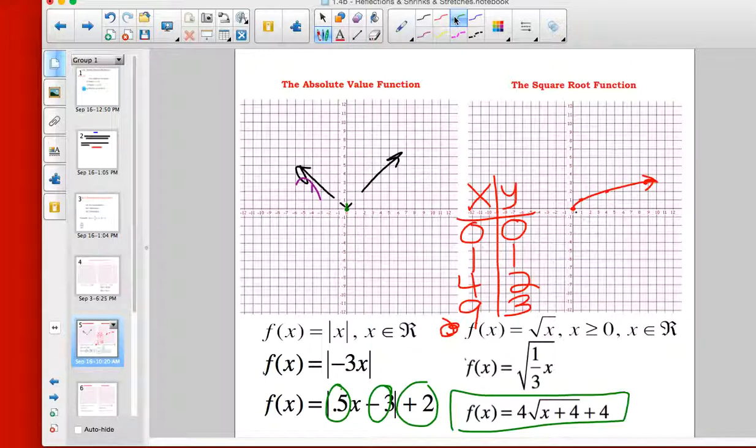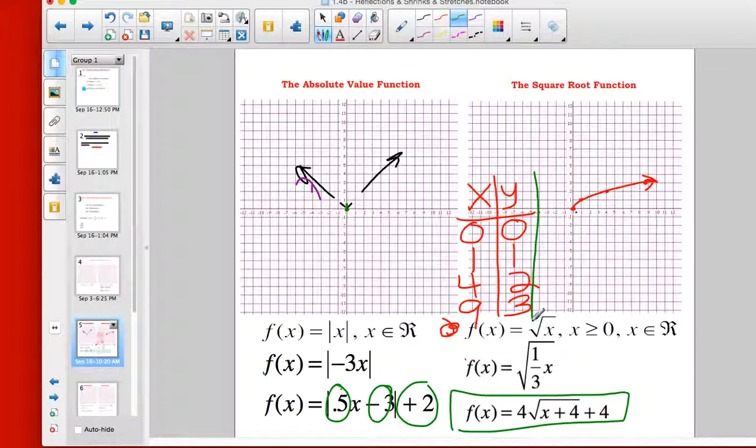So I'm going to do the vertical stretch first. I'm going to multiply all of these y coordinates, because it's a vertical stretch, right? Vertical is up and down. Y coordinates are up and down. That one kind of makes sense. So we're going to multiply all the y coordinates by 4.